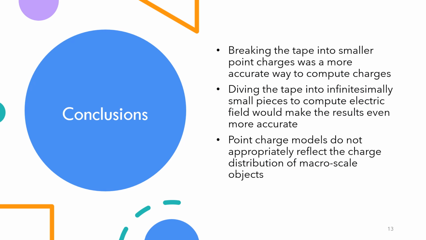For our conclusions, breaking the tape into smaller point charges was a more accurate way to compute charges, and dividing the tape into infinitesimally small pieces to compute electric field would make the results even more accurate. Point charge models do not appropriately reflect the charge distribution of macro scale objects.